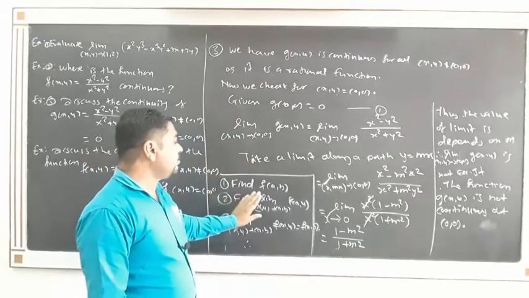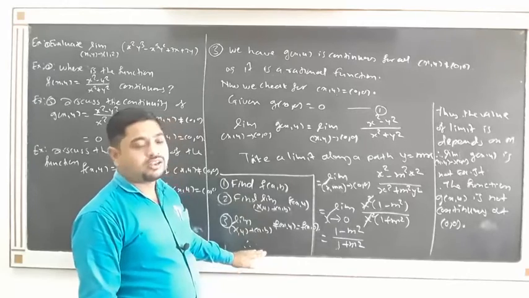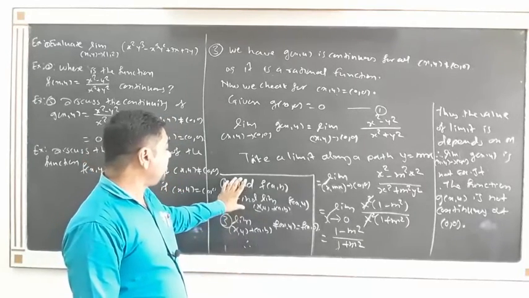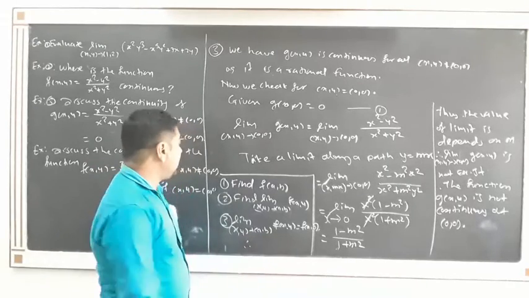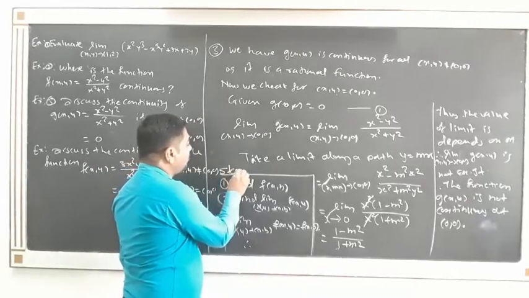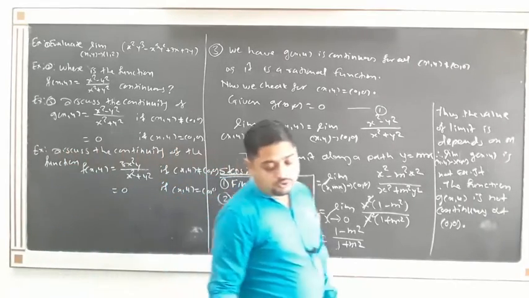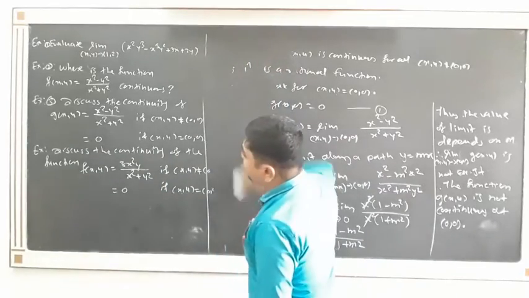If this does not exist, there is no need to go to the next step, or it is not possible to go to the next. If both exist, then you have to check the third step. These are the steps to check the continuity. Now we will solve the second last example of this.